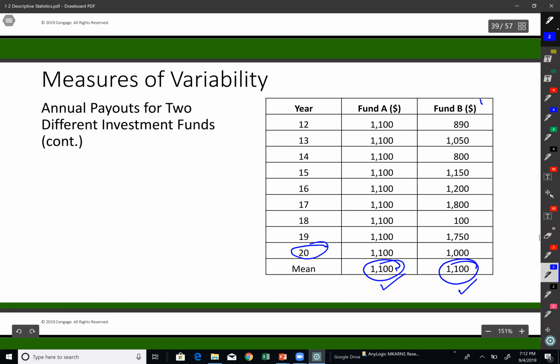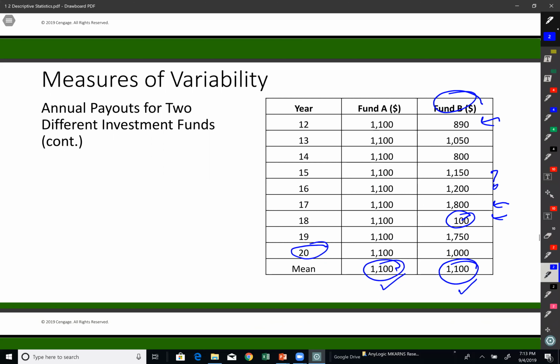However, Fund B has a very high standard deviation, or coefficient of variation, or variance, or even range. So there's variation here, and the predictability of this fund is harder. Why is this worse? Because imagine that you have monthly payments or yearly payments, school expenses, and so on. Sometimes you are paid this much, 890. Sometimes you are paid 1,800. Sometimes you are paid $100. Are you going to plan your expenses based on $100 or $1,800?